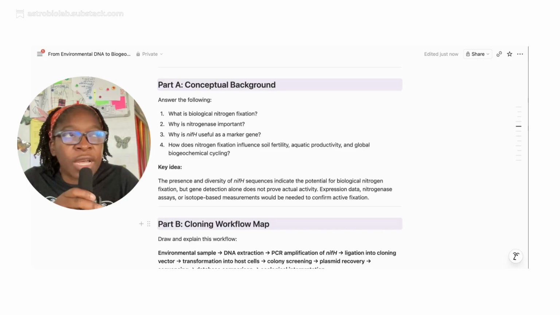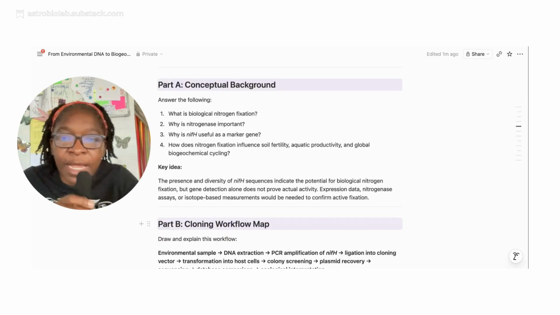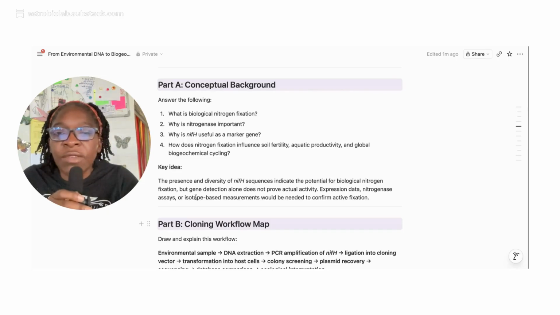So in the previous lecture, we talked about metaproteomics, if you remember, and how you compare that with metatranscriptomics and metagenomics. So each type of omics tells you a different thing about that environment. But here, what we're talking about is that the presence of these genes, and you're detecting them from the DNA, it tells you about the potential for biological nitrogen fixation in that environment. So, and I think you understand this now, that gene detection alone does not prove actual activity.